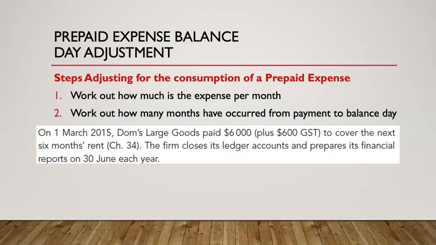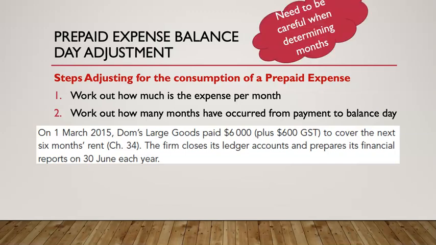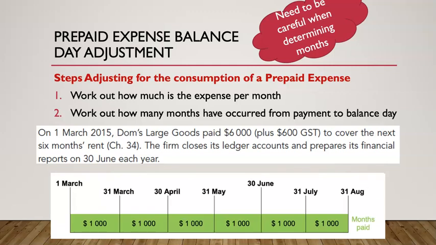We need to think about how much this expense is per month. Now that's a relatively simple concept because we've paid $6,000 for 6 months rent. So that means we have $1,000 per month. The hard part is to work out how many months have occurred from our payment to our balance date. And our balance day is the day we do our reports, so it is the 30th of June. 1st of March to the 30th of June, be really careful, is actually 4 months. All of March, all of April, all of May, and all of June.